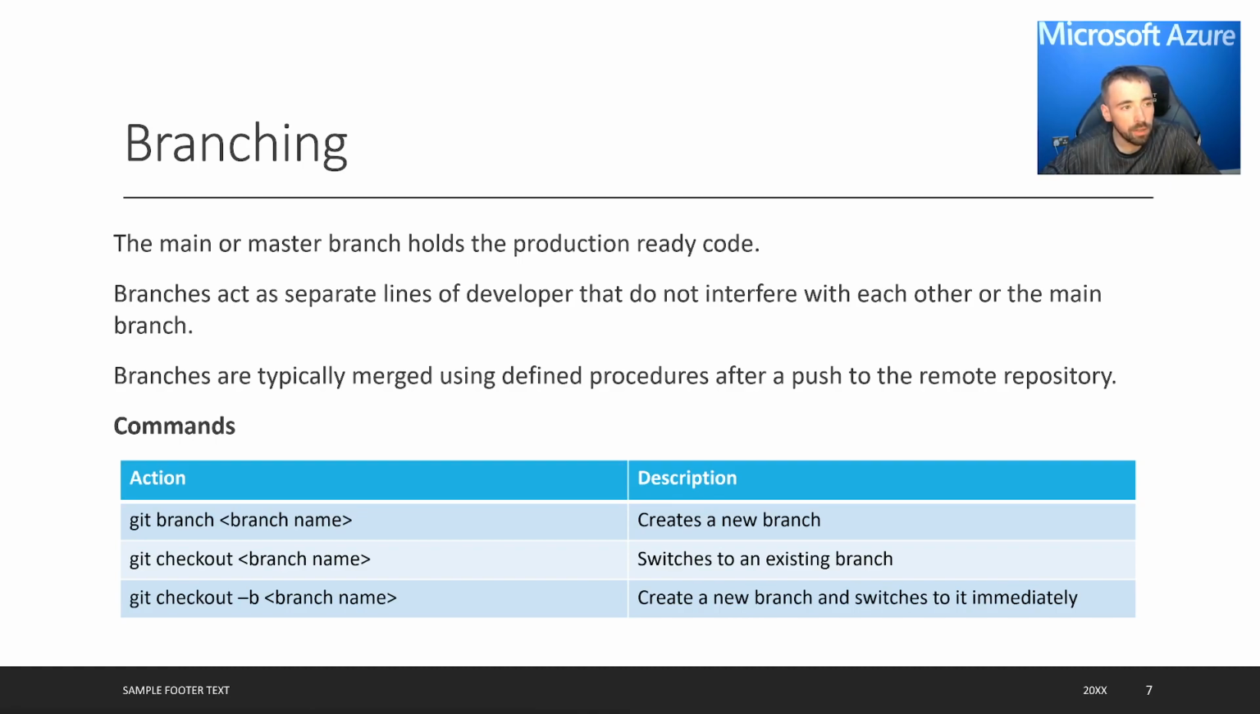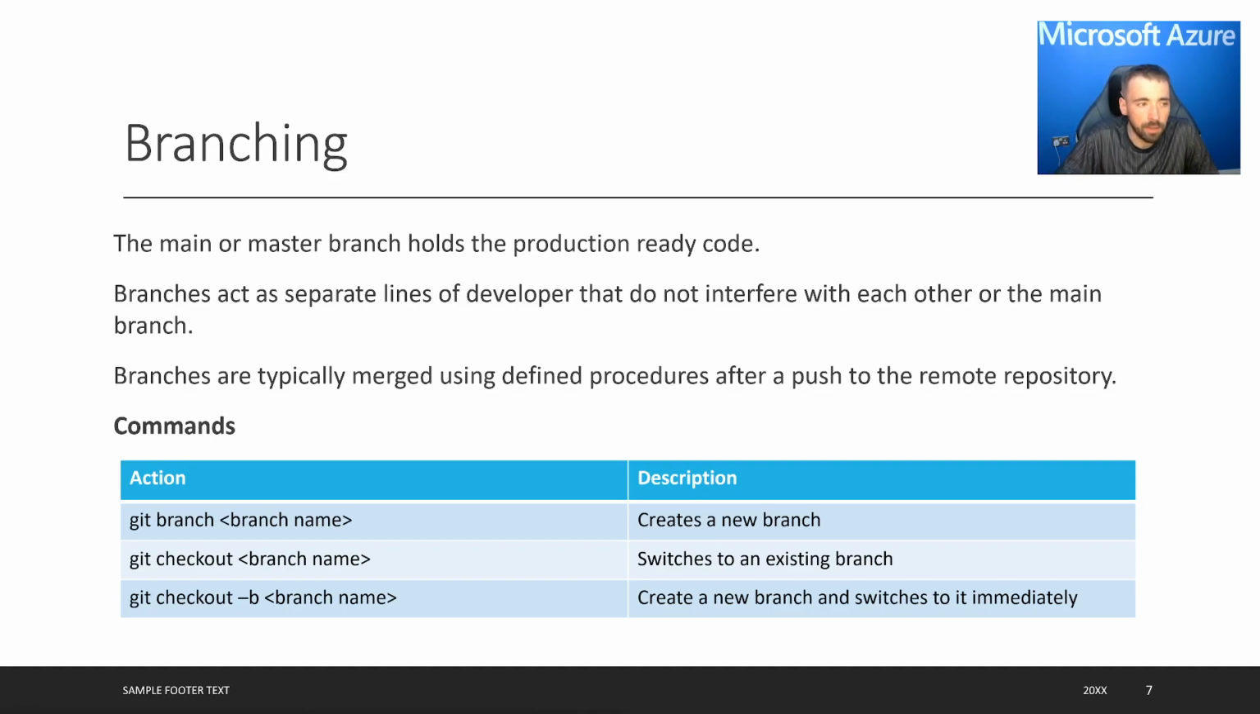So branches are typically merged using defined procedures after a push to the remote repository. So we typically make all of our changes, and when we're ready, we push to the remote repository, and then on the remote repository, our branch will be there. It won't be in the main branch yet, and then we'll have all of our CI/CD tooling and the process we've defined to get that code closer to production.